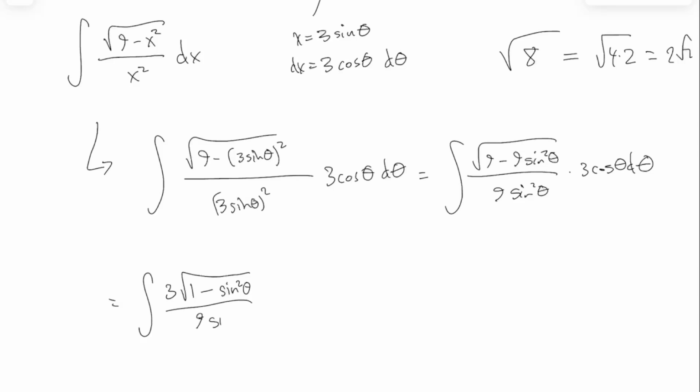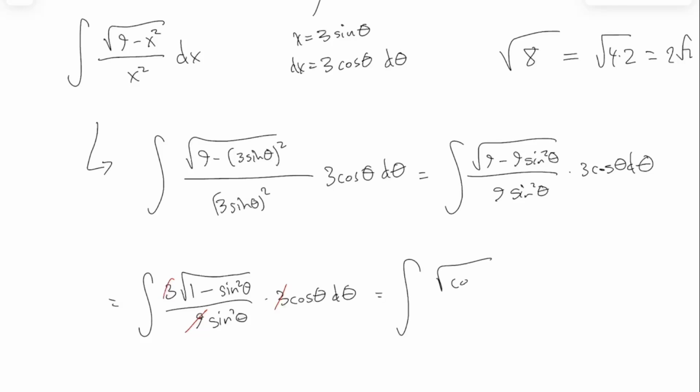On the bottom, 9 sine squared theta times 3 cosine theta d theta. I think actually at this point all the 3's cancel with the 9. I have 2 3's in numerators and a 9 in the denominator, right? So all of those 3's and 9's can go away, like that. And then, like he said, in the square root, I see 1 minus sine squared. I turn that into cosine squared under the square root. Oops.